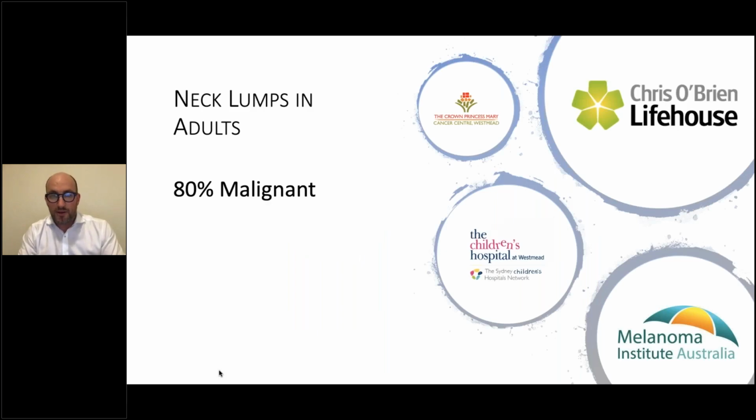Now, that was the introduction, so I'd like to move to the next section of the talk, and that is neck lumps in adults. Neck lumps in adults are very relevant because 80% of them are malignant. And if you remember one thing from this talk tonight, and some of you may have heard part of this talk before, it's important to remember that if an adult presents with a neck lump, it is a malignancy until proven otherwise.